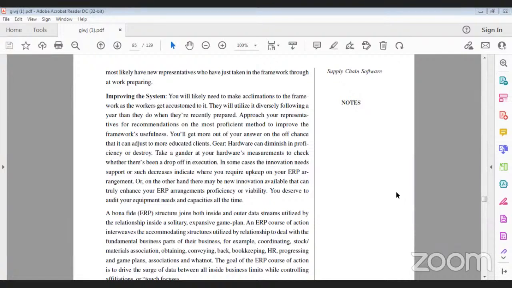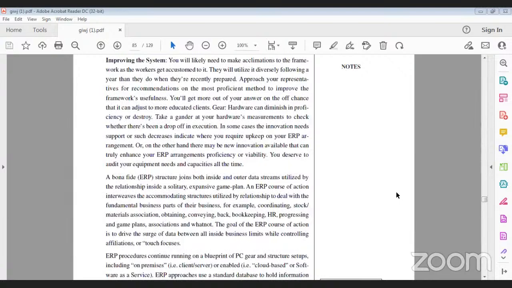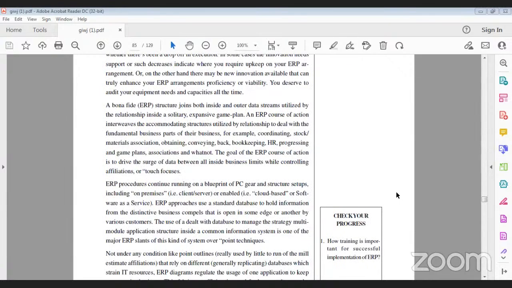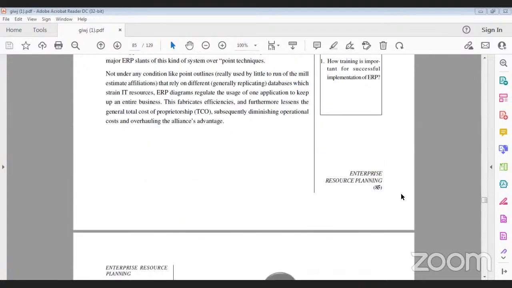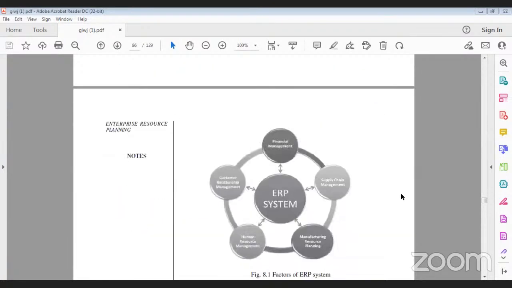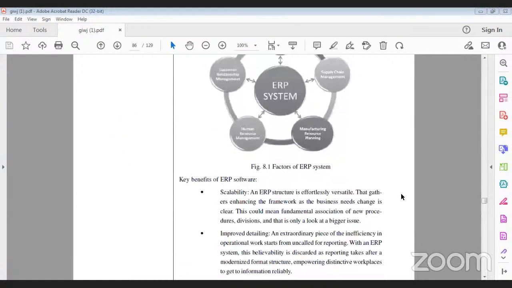The ERP process uses a blueprint of computer premises, like a point outline, really used by the people to run the business. Next, you will find the factors of the ERP system. There are some factors here, and those factors are key benefits. The scalability of the ERP structure is an effort outside.